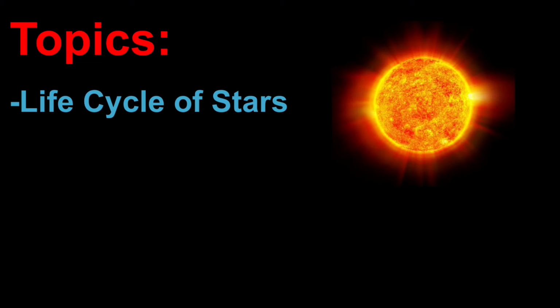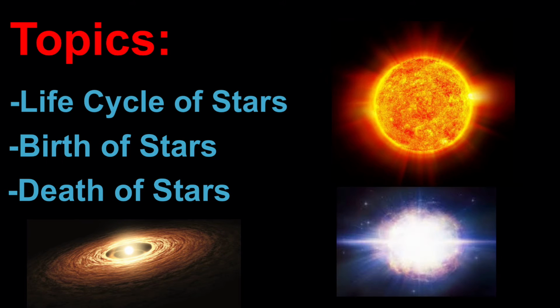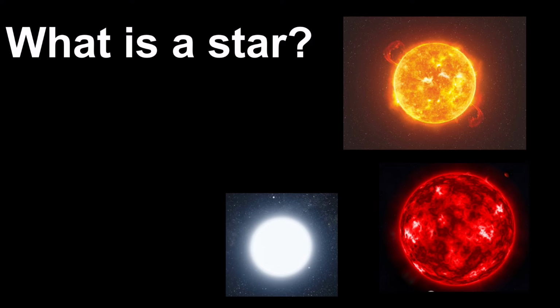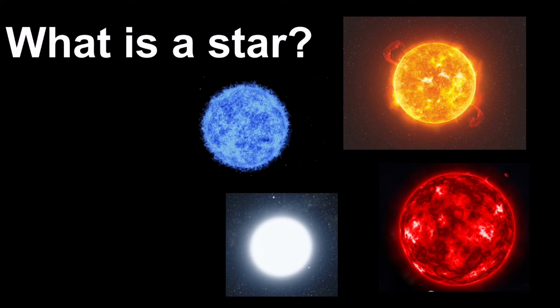Today, we will be exploring the life cycles, births, and deaths of stars. Let's start off with the basics. What is a star? A star is a celestial object made mostly of hydrogen and helium that produces light and heat through a reaction known as nuclear fusion.